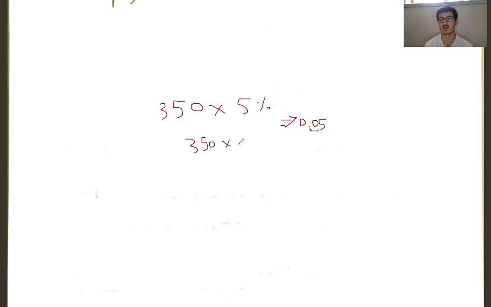times 0.5. So that's pretty much just taking half of 350, which is going to be 175. And then we can move the decimal place 1 over to the left to balance out the move we did initially. So we're going 1 over to the right initially, now we're going back 1 over to the left, and that's going to be $17.50. So that's about as much you save.